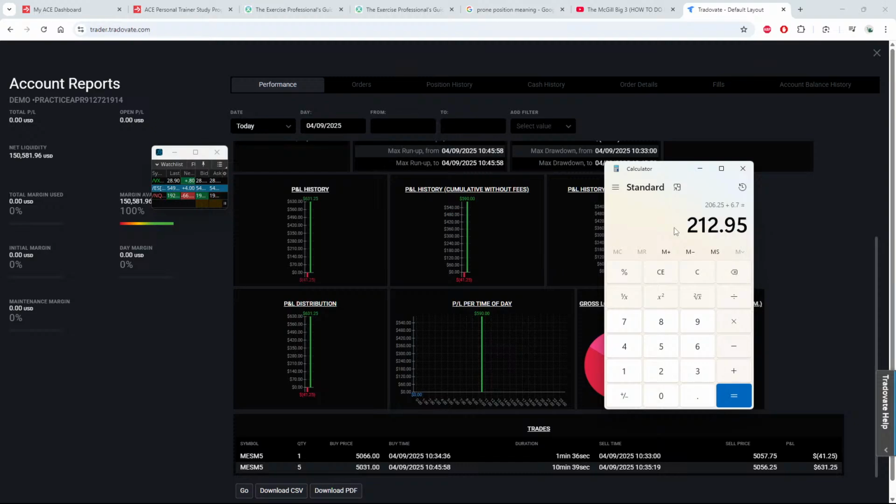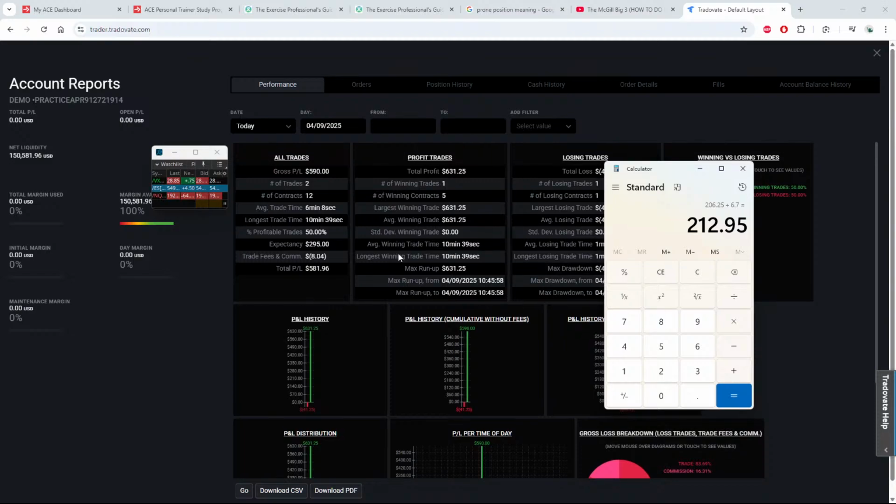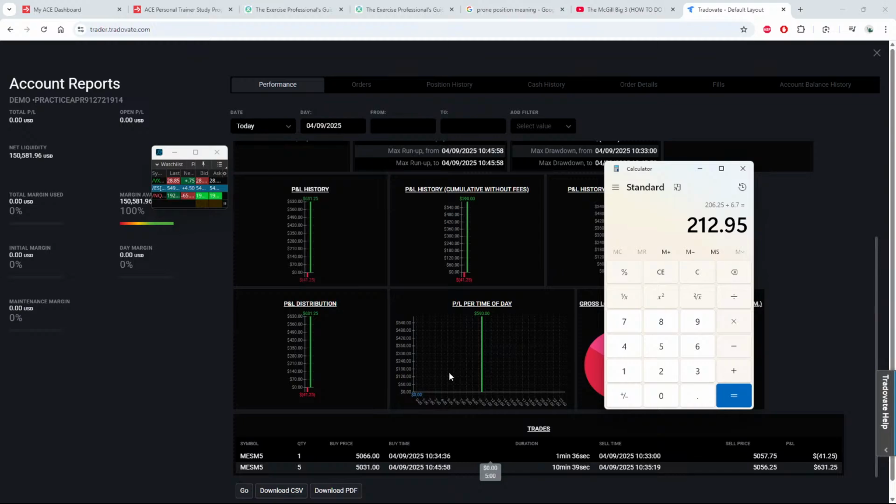So it would have been this, right? So $212.95. That would have been the total run up of that. So if we minus that from here, minus the 134, minus 631.25, I would have been up 400 bucks. So basically a 2 to 1.